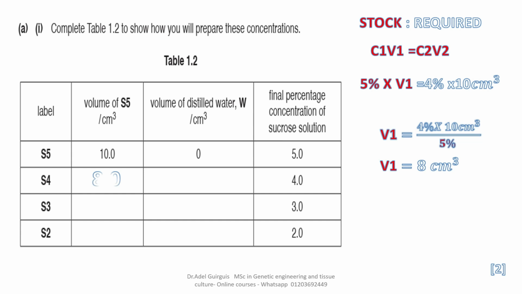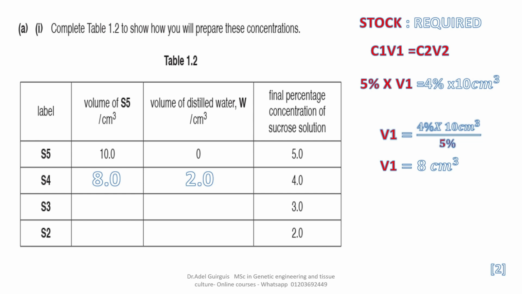8 cubic centimeter is added here with 1 decimal point, like the figure 10.0. Exactly imitate the examiner, please. Here 8.0. So what is the remaining volume to reach a total of 10? We need to add 2 cubic centimeter of water. This is the first dilution, equal 4%.